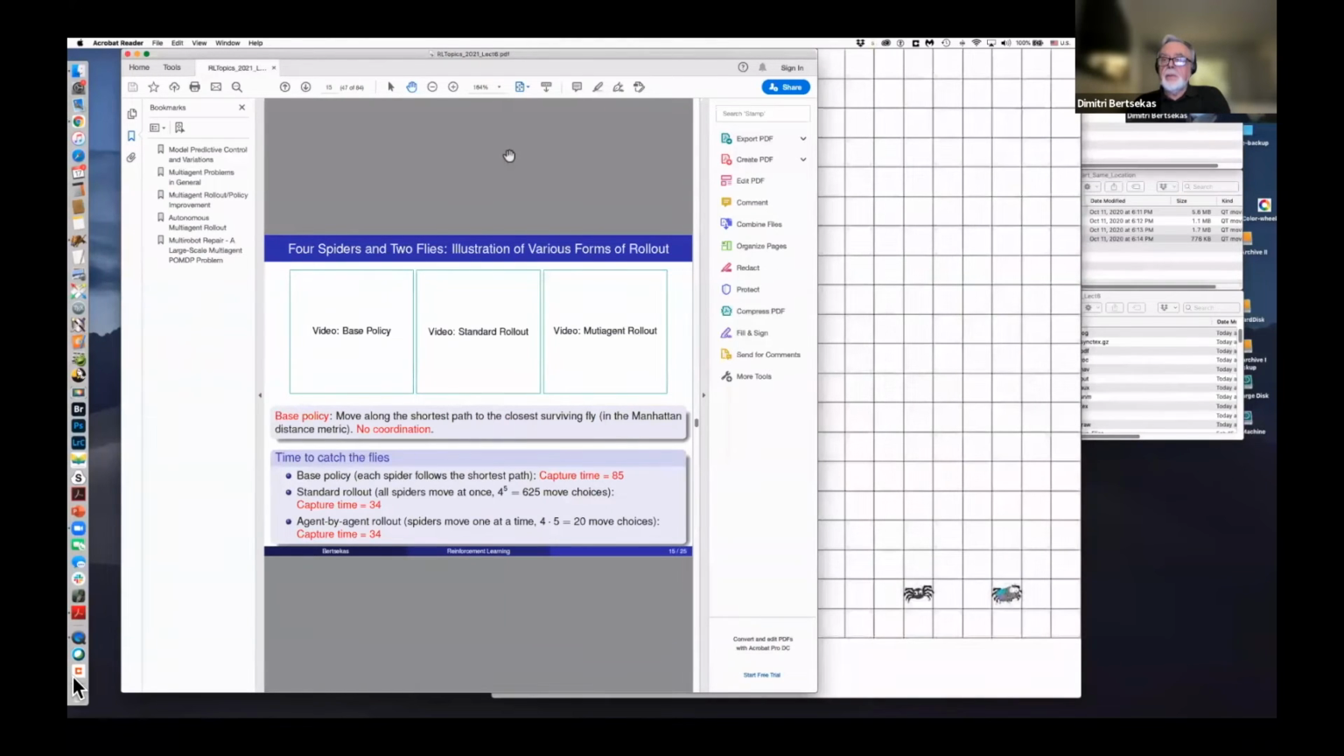It's an open research question of how multi-agent rollout would apply to this setting. It has not been done. So if some of you want to look at this, that would be an interesting subject to explore either analytically or computationally. Okay. Any other questions?